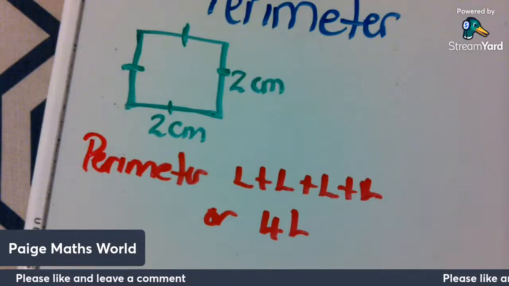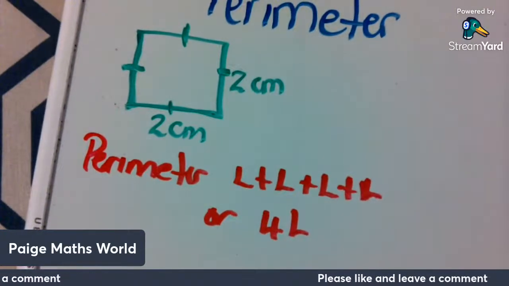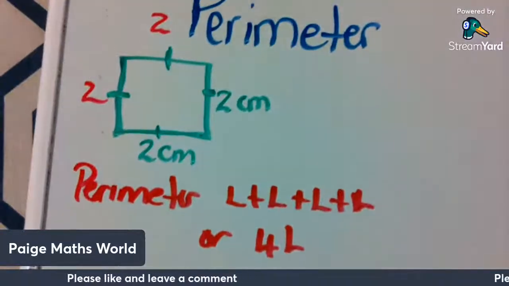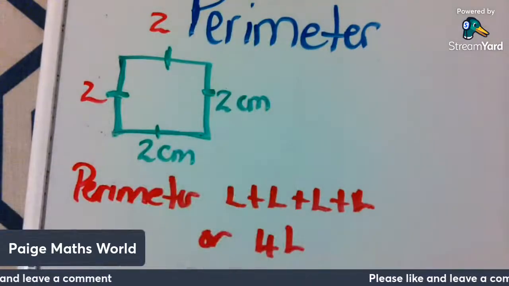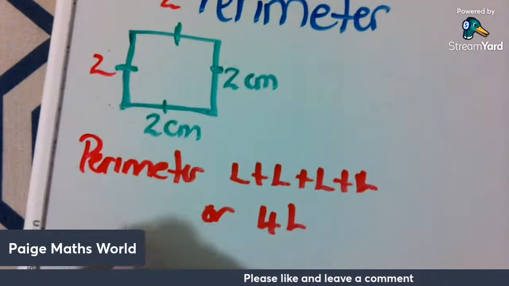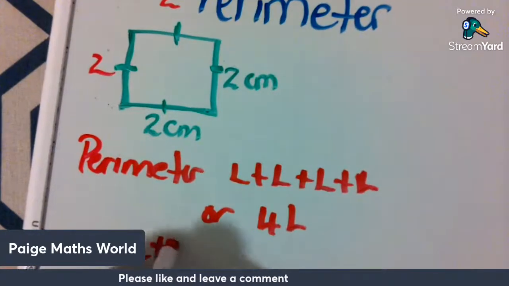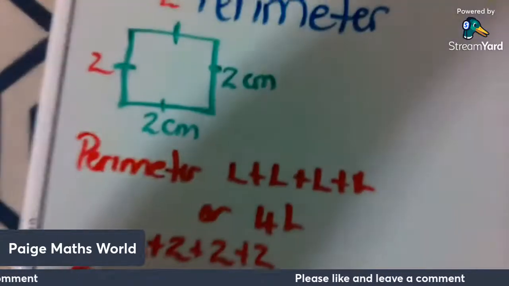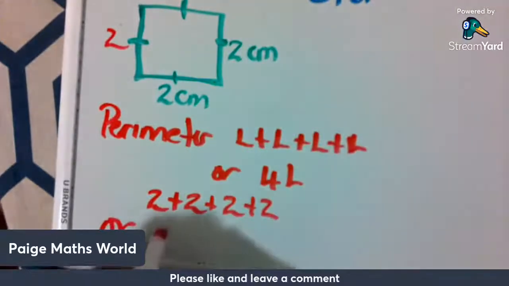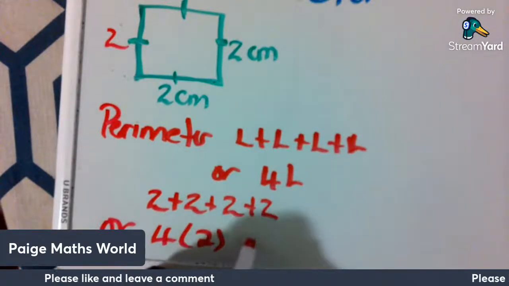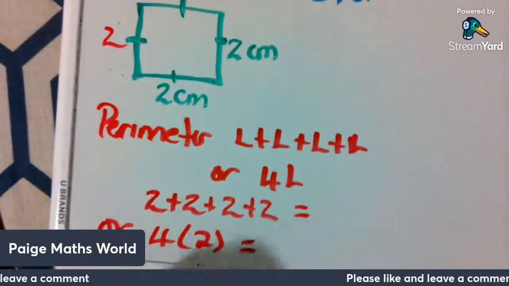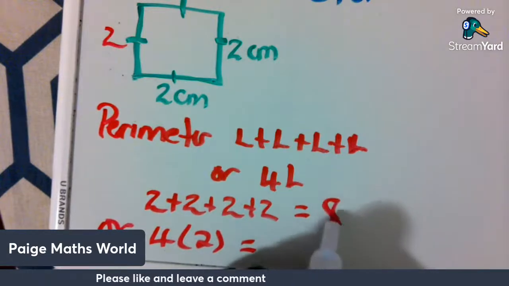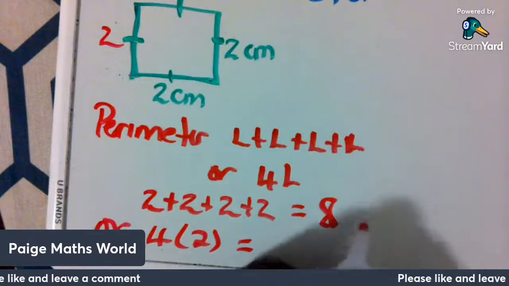Now, if one side of the square is 2, that means all the sides of the square are 2, right? And so the perimeter of this particular square is going to be 2 plus 2 plus 2 plus 2. I'm going to give it two ways. Or it's going to be 4 times 2, which is the length. So this is going to give you the same thing as this. 2 plus 2 is 4. 4 plus 2 is 6. 6 plus 2 is 8. And so the perimeter of this particular square is 8 centimeters.